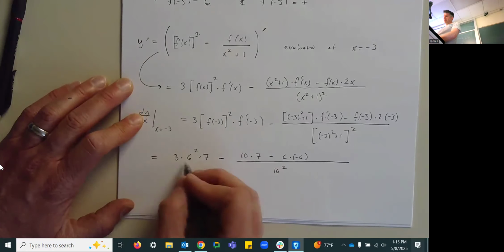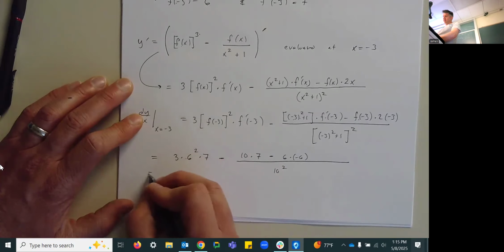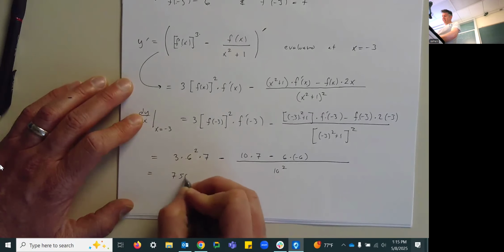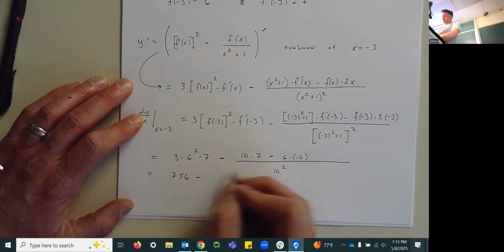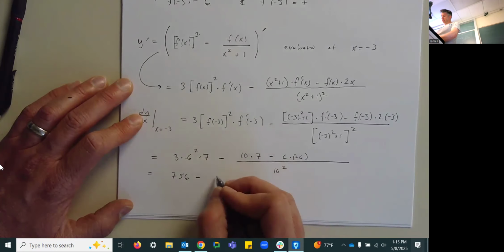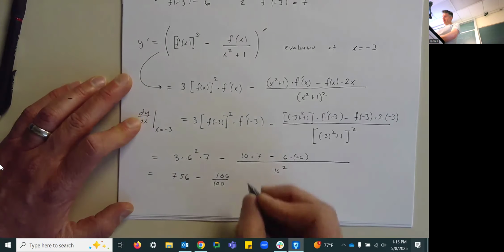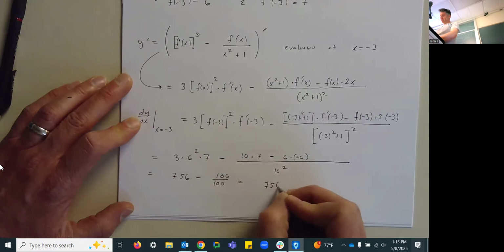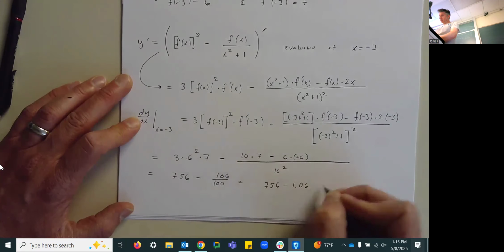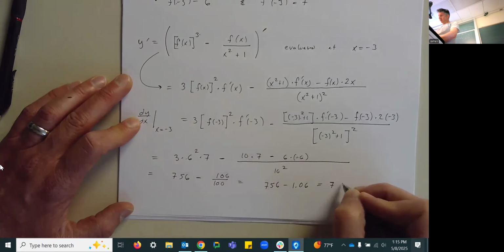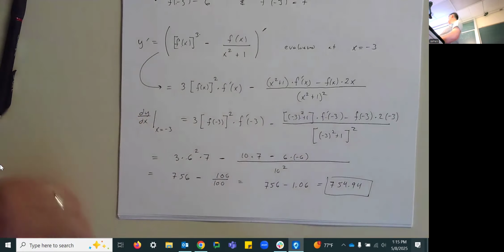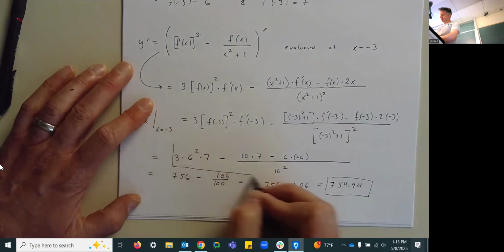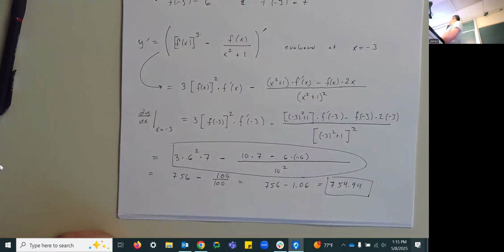Sure, that's 36 times 3 is 108 times 7 is 756 minus 70 plus 36 is 106 over 100. So if you really wanted to write this out, it's 756 minus 1.06, which is 754.94. That seems silly. You should just leave your answer like this. And my numbers were not great.